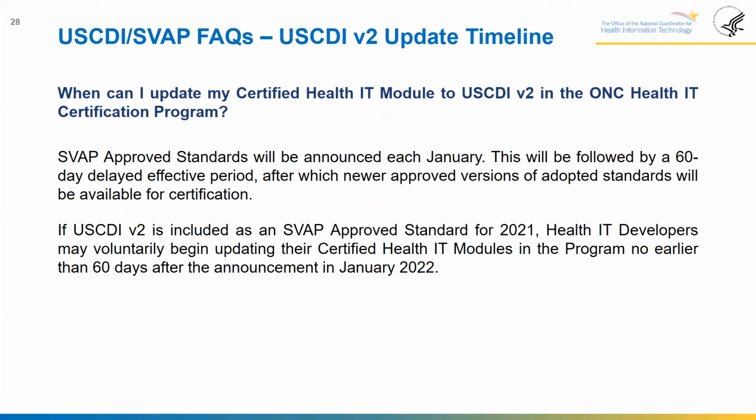So as we covered, SVAP approved standards will be announced each January. This will be followed by a 60-day delayed effective period, after which newer approved versions of adopted standards will be available for certification. Specific to USCDI version 2, if that version is included as an SVAP approved standard for 2021, then health IT developers may voluntarily begin updating their certified health IT modules in the program no earlier than 60 days after the announcement in January 2022.